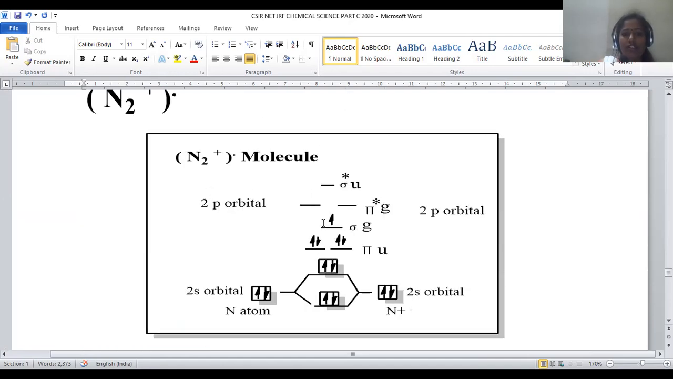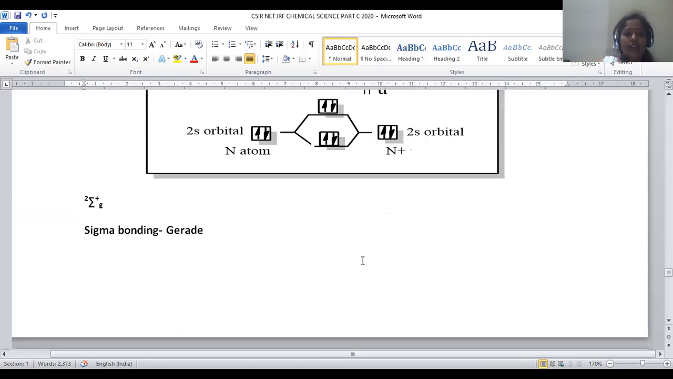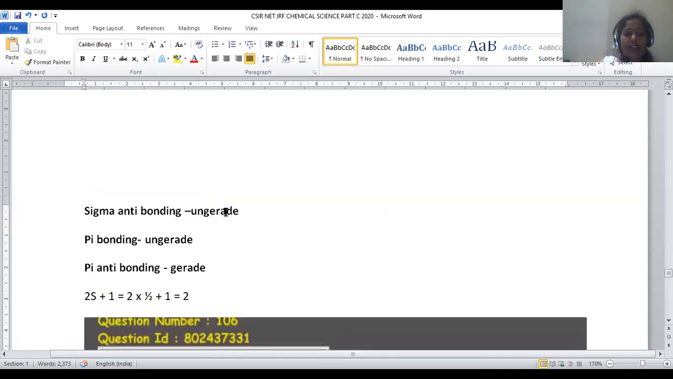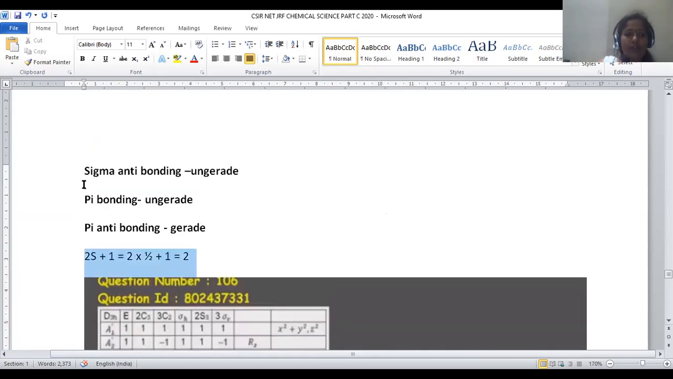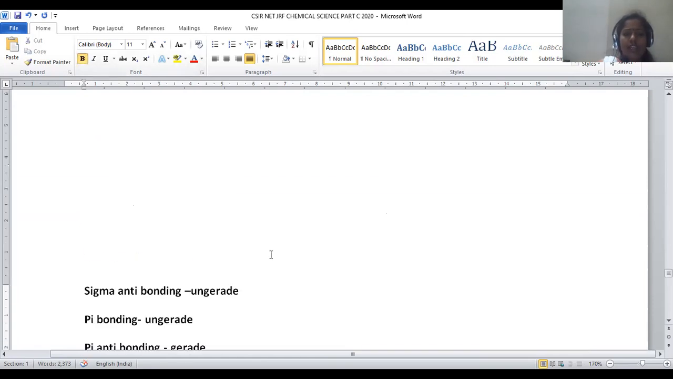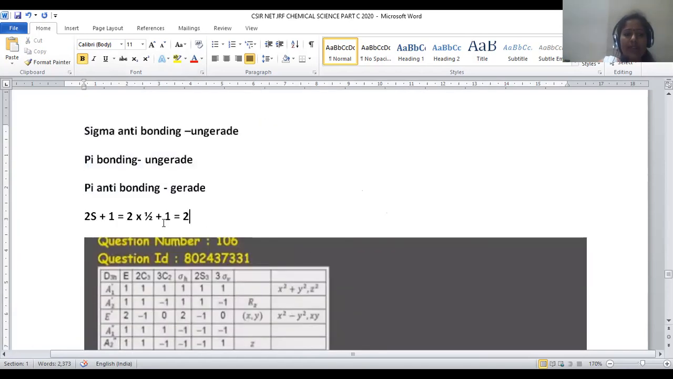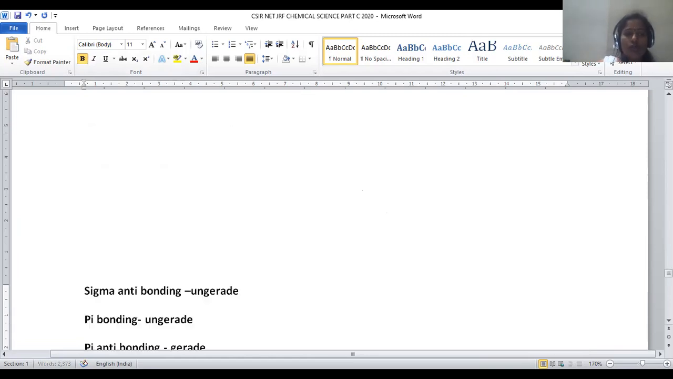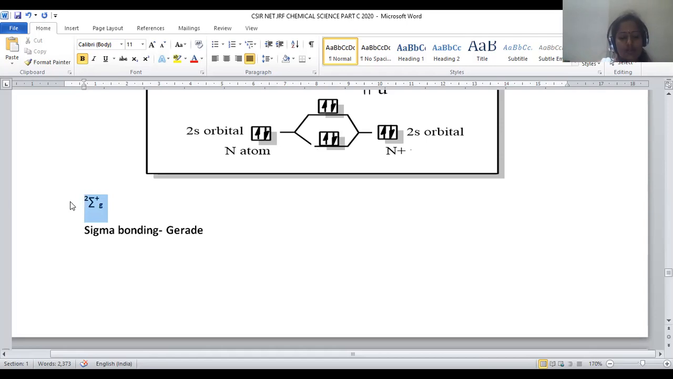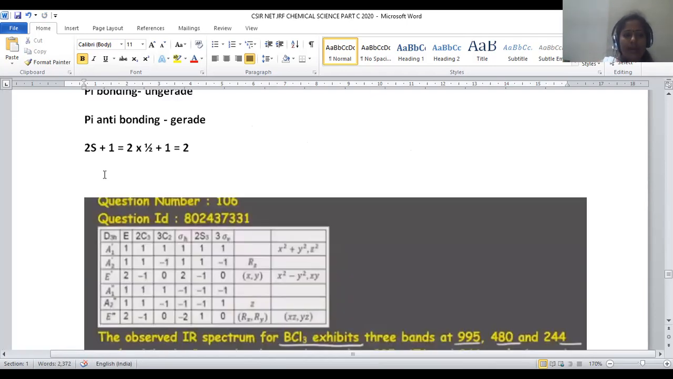Where we have the electron present in the sigma gerade orbital. So sigma bonding is nothing but sigma gerade only. The next is spin multiplicity. How many electrons are present in this sigma gerade? Only one electron is there. Then let us apply the spin multiplicity formula 2S plus 1. When the 2S plus 1 formula is applied, 2 into half plus 1, the 2 gets cancelled and 2S plus 1 is equal to 2. Here the superscript becomes 2. So this is the final term symbol we are expecting.